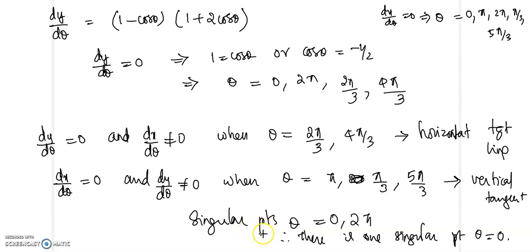So here we'll get the singular points to be theta equal to 0 and 2 pi. Now since theta equal to 0 is same as theta equal to 2 pi, we can conclude that there is only one singular point, which is theta equal to 0.